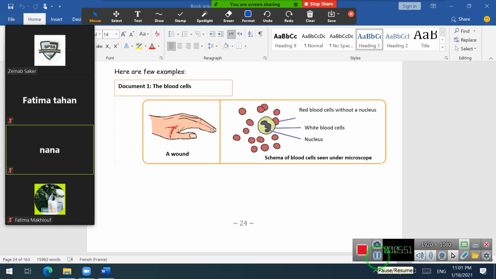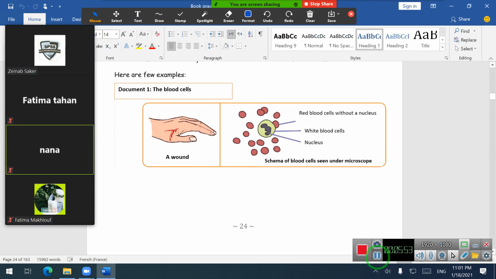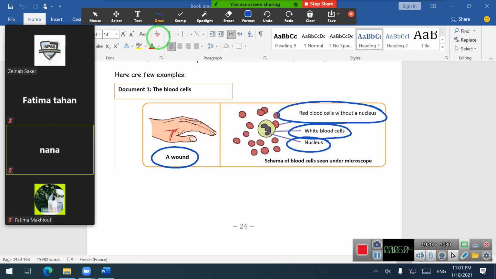So this is document 1, which shows the blood cells. When you have a wound in your body, when you are injured, these are the kinds of blood cells, which are red blood cells, white blood cells, and the platelets. They are not mentioned here. But in each cell we have a nucleus. As we said before, the nucleus is the site of DNA. It controls all the activities of the cell. So in each cell I have a nucleus inside.